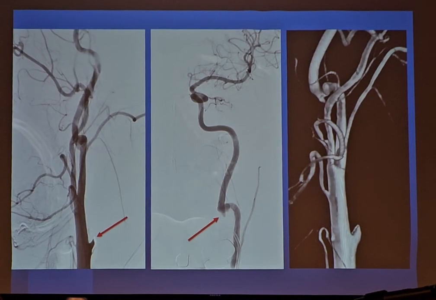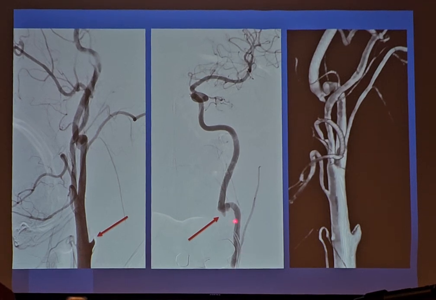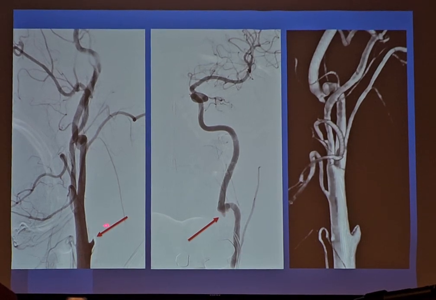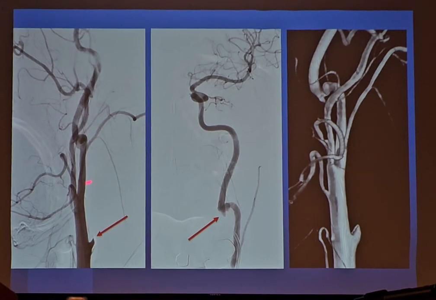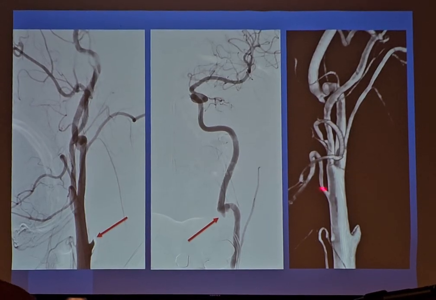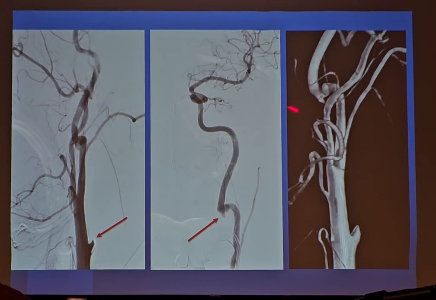Look at this case. On common carotid artery injection, there's a little stump. On distal internal carotid injection, a distal stump. But all the branches are coming from one trunk: lingual, facial, distal external carotid artery, occipital, all on one trunk. And you can see the 3D stump. It must have been connected before.